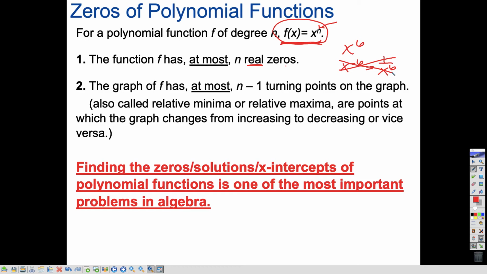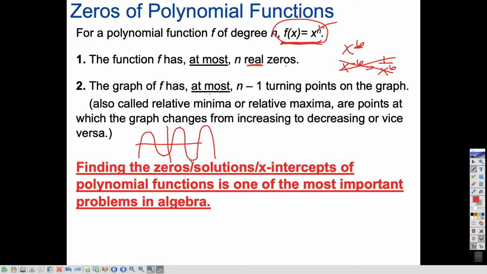The next term says a graph of f has at most n minus 1 turning points of the graph. So if my function is x to the 6, it's only going to turn 5 times. These are also called relative minima or maxima, or extrema, points at which the graph changes from increasing to decreasing. So let's say I have that graph. So 1, 2, 3, 4, 5.